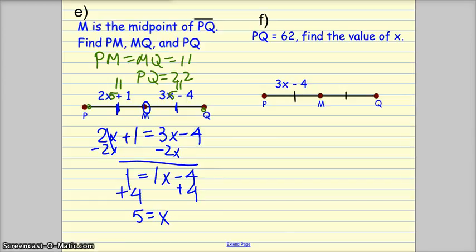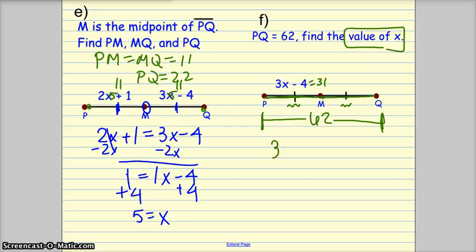Letter F. What we're looking at here is it's now telling you that the length from P to Q is 62. This one has those little tick marks, so I know that these two lengths are equal. If those two lengths are equal, then this side must also be 3x minus 4. So I'm going to then say, actually, let's do it this way. If this whole length is 62 from P to Q, what's half of 62? This piece has got to be 31, as does that piece. And it's asking me to find the value of x. So I know 3x minus 4 has to be 31.